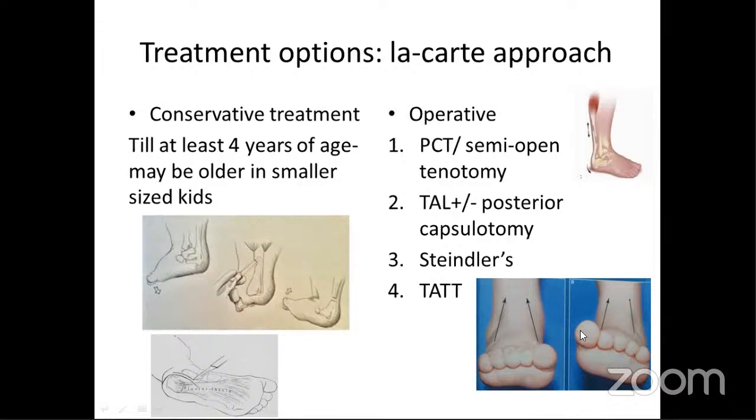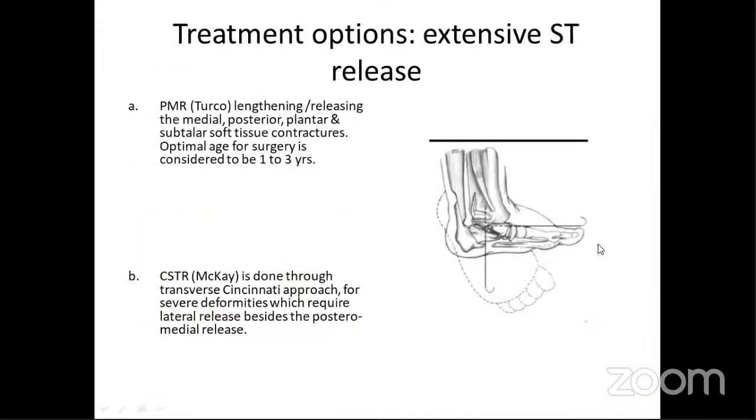So if tibialis anterior is overactive, it pulls the forefoot into supination, keeps the hindfoot into varus. So if you redistribute the power, that is, if you transfer this power laterally, the excessive pulling into supination will be prevented. The other treatment options in a neglected clubfoot are extensive soft tissue release, as described by Turco, that is posteromedial release, right?